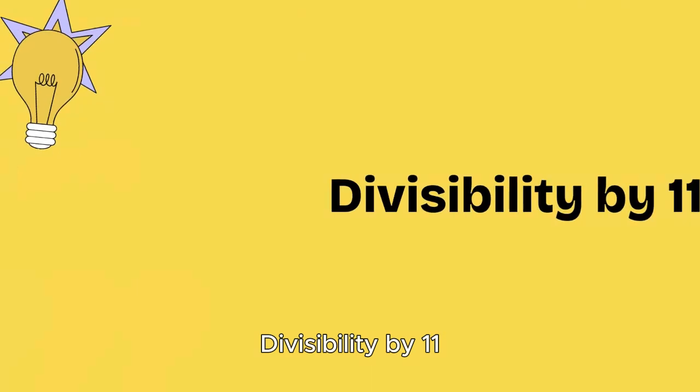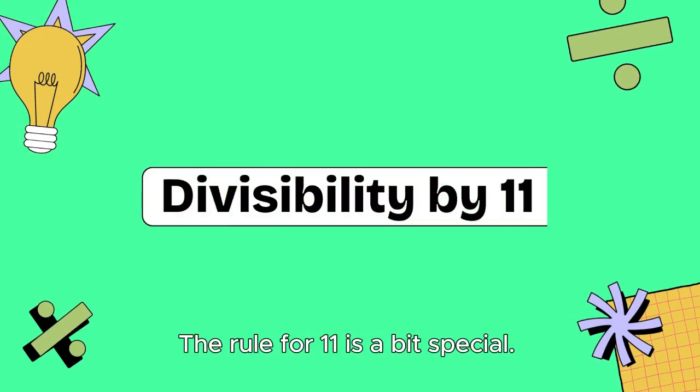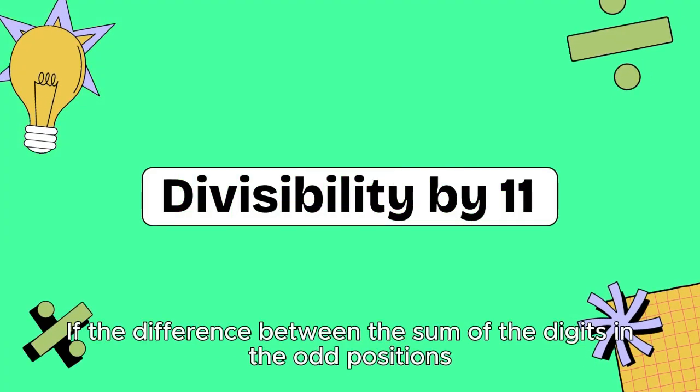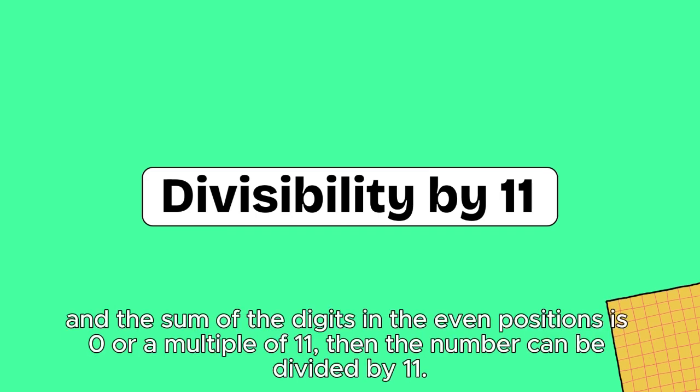Divisibility by 11. The rule for 11 is a bit special. If the difference between the sum of the digits in the odd positions and the sum of the digits in the even positions is 0 or a multiple of 11, then the number can be divided by 11.